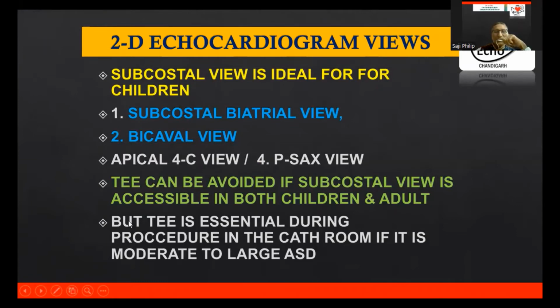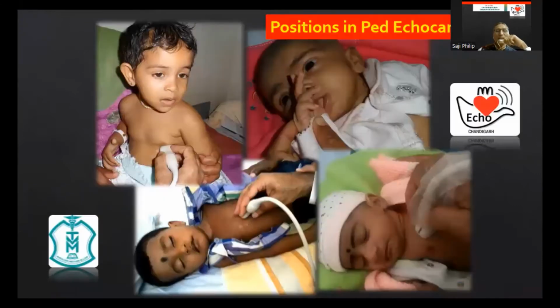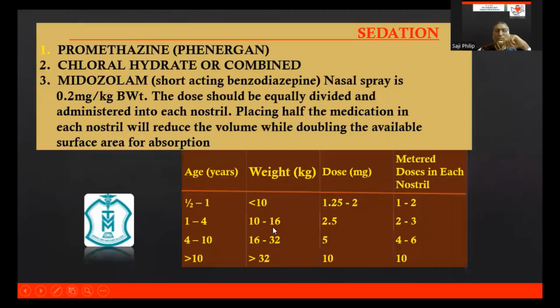But TEE is essential during the procedure in the cath room if it is a moderate to large ASD, because you should not make any trouble in placing the device properly. These are the positions in pediatric echocardiography. Simply, I am showing even sitting, right lateral position, holding the hand like a pacifier, and very nicely you can see. In children, I take the right lateral parasternal longitudinal view only for demonstrating the SVC ASD. Otherwise, always in children, the supine position is best.